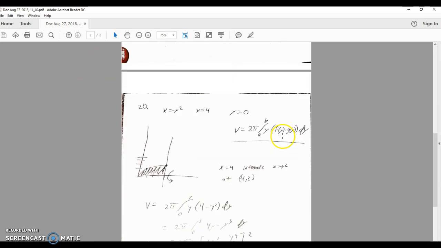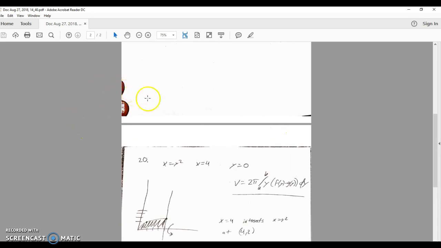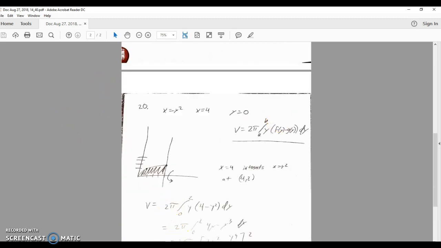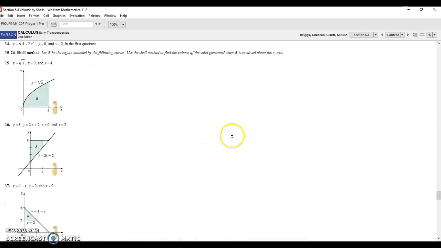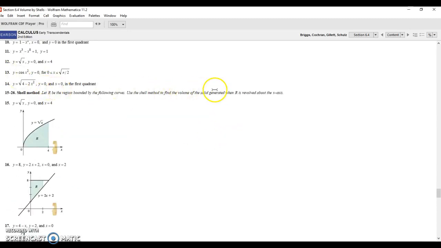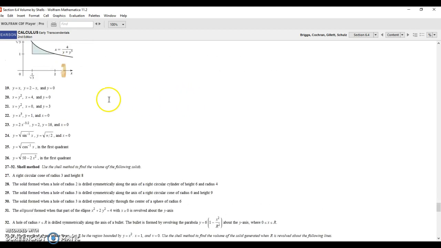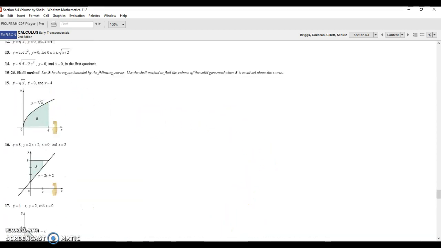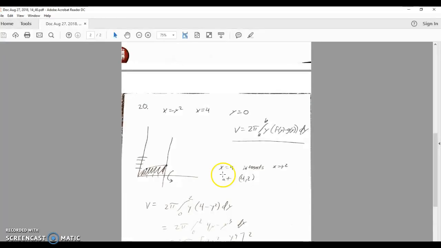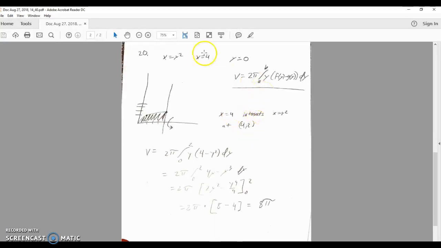Okay. That's kind of neat. Next up, let's look at number 20. Here they want us to revolve about the x-axis, which means we have to put everything in terms of y. So that's just like what we did in the last section. So for number 20, x equals y squared, x equals 4, and y equals 0, and we're going to revolve that about the x-axis. So again, I did this problem over here.